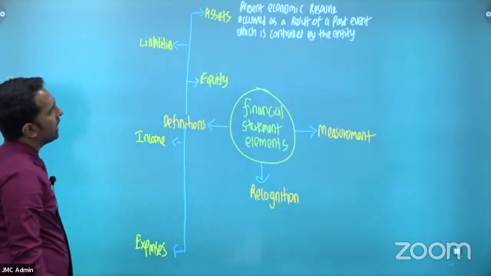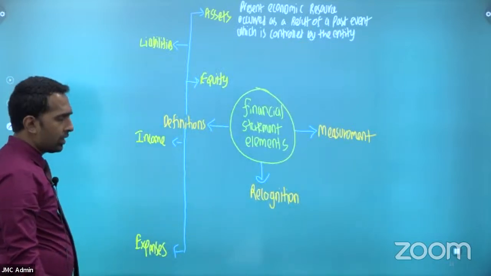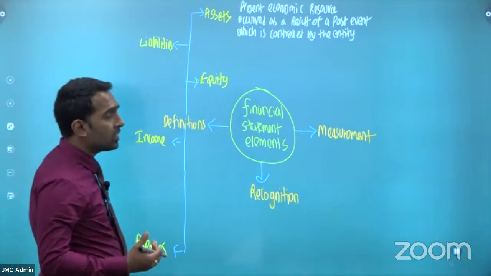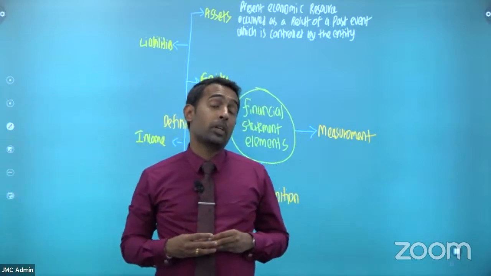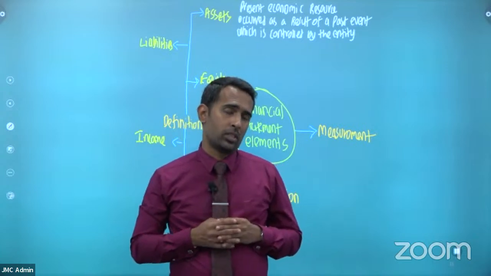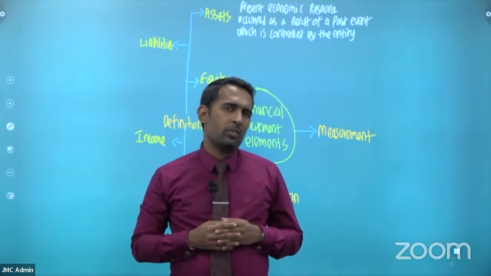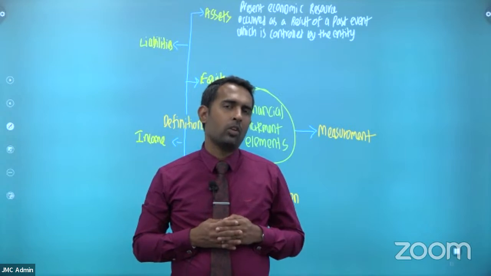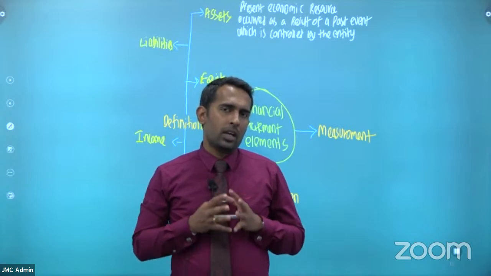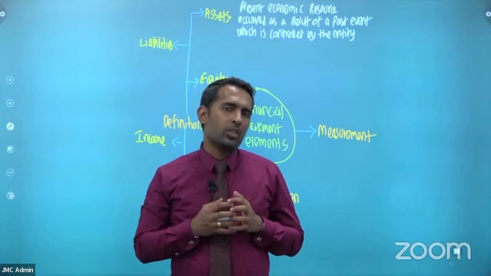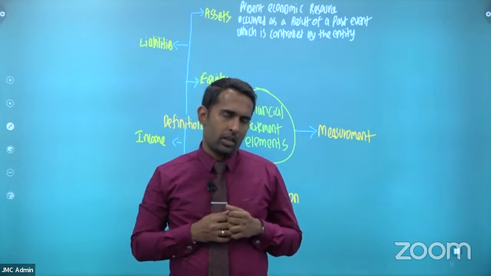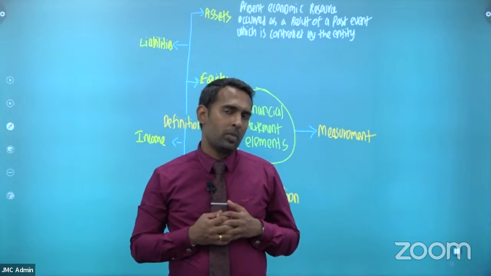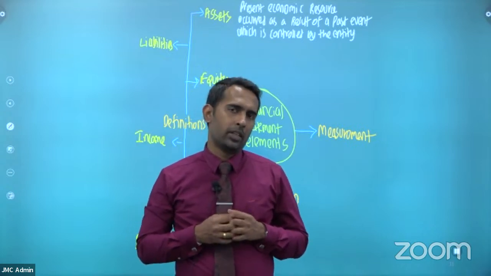Controlled by the entity, right? Now look here. An asset is a present economic resource. What is the meaning of economic resource? Economic resource means the asset should be able to generate economic benefits, right? If you're having an asset, you should be able to generate economic benefits.